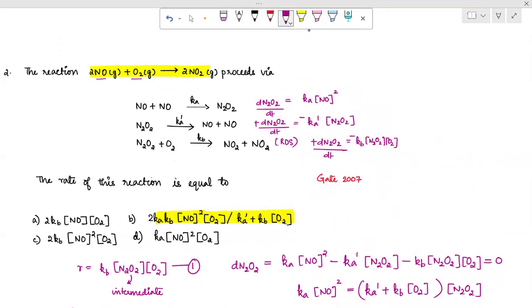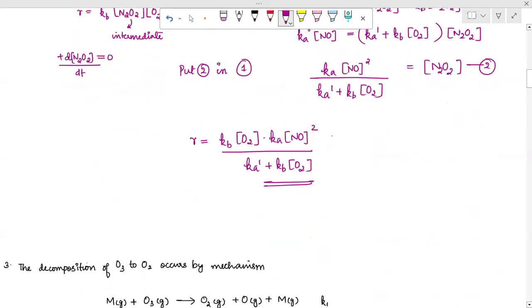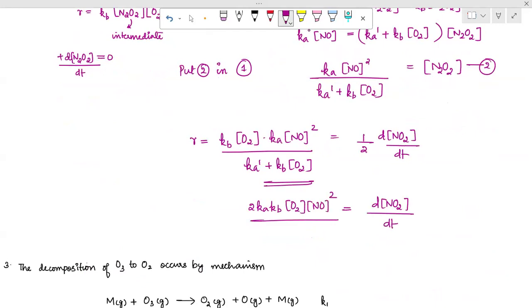So if you look at the reaction, what you can see is rate of the reaction in terms of the product is written as rate is equal to 1 by 2 dNO2 by dt. Correct? So this rate is equal to 1 by 2 dNO2 by dt. Or if I ask you to write the rate of the product formation, only 2 will go to this side and it will become 2 Ka, Kb, concentration of O2 into concentration of NO to the power 2 divided by Ka prime plus Kb O2.